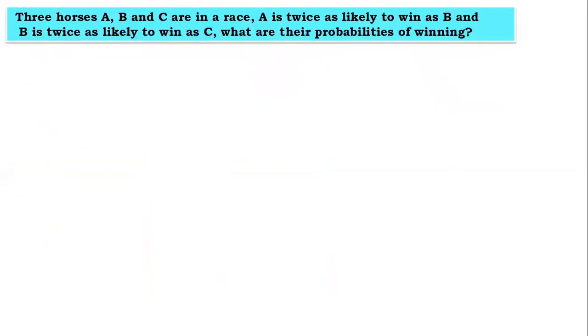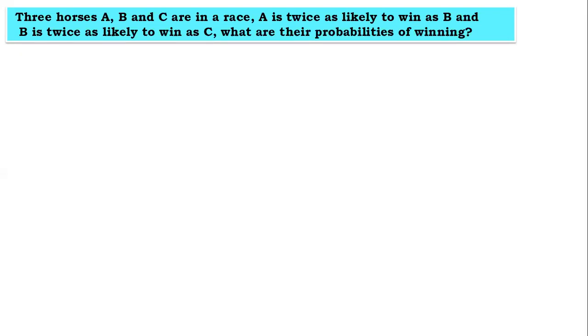Now let us go ahead with the main sum of the video. There are many ways to solve the sum. We will try to keep it simple. We'll not try to complicate it. My tagline goes, we make math easy and fun. Now, there are three horses, A, B, and C. They're running a race. A is twice as likely to win as B, and B is twice as likely to win as C. What are the probabilities of winning? Now, students, the sum is easy.